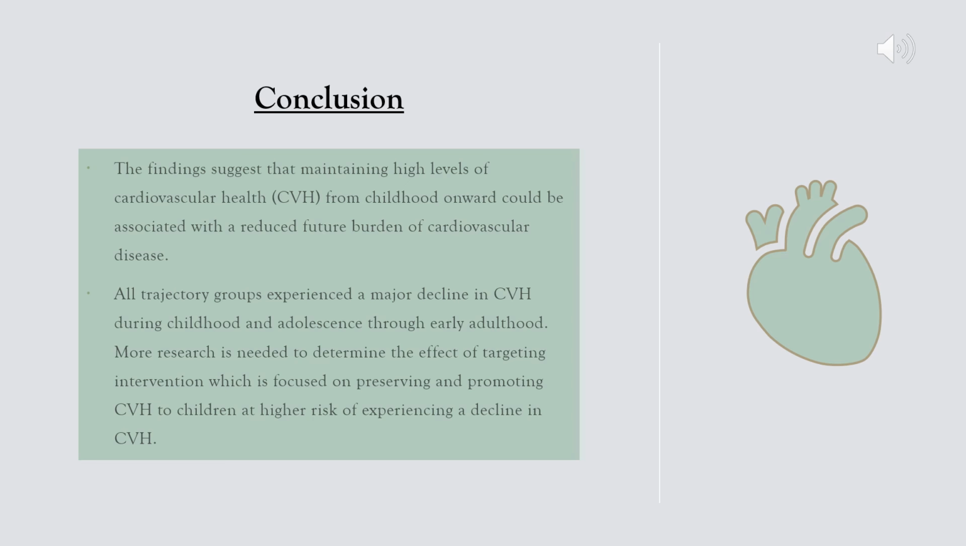Concluding Article 2, researchers found that maintaining a high level of cardiovascular health from childhood onward could be associated with reduced future burden of cardiovascular disease. The majority of all trajectory groups experience a major decline in cardiovascular health during childhood and adolescence through early adulthood. More research is still needed to determine the effects of targeted intervention, which is focused on preserving and promoting cardiovascular health in children at a higher risk of experiencing a decline in cardiovascular health.